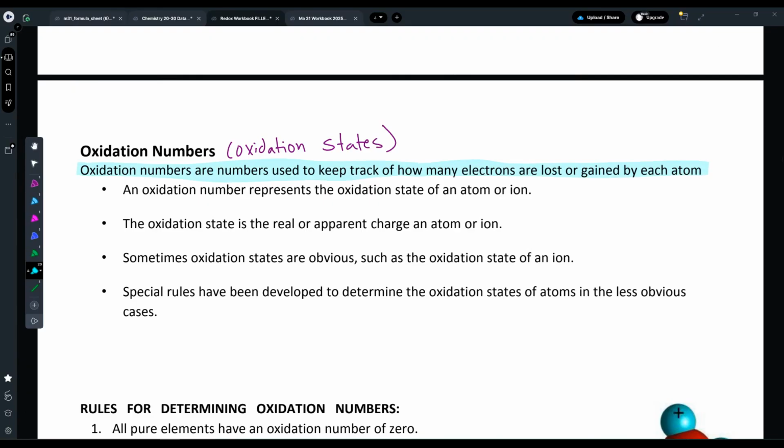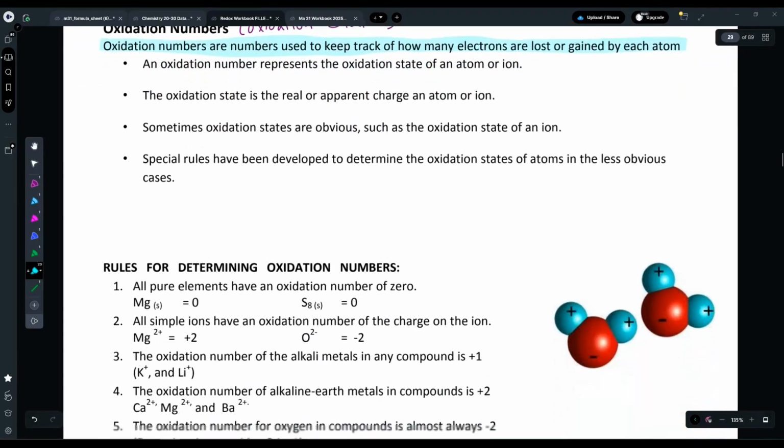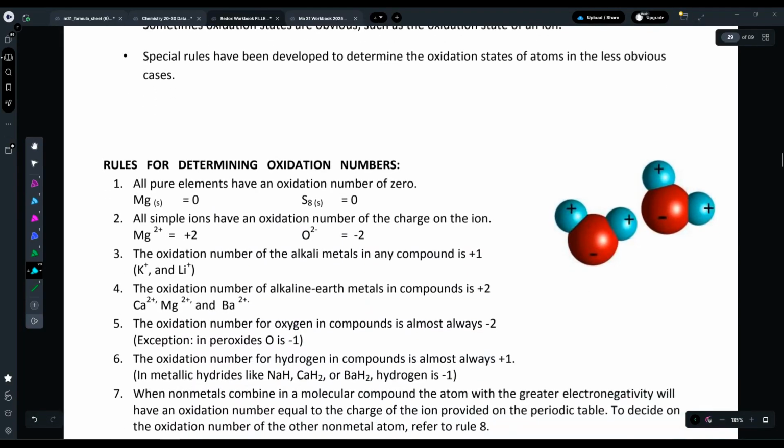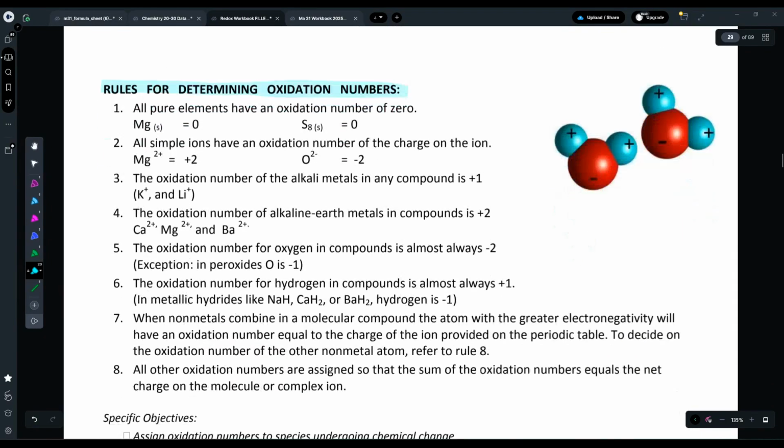An oxidation number represents the oxidation state of an atom or an ion. The oxidation state is the real or apparent charge of an atom or ion. Sometimes the oxidation states are obvious, such as the oxidation state of an ion, but special rules have been developed to determine the oxidation states of atoms in less obvious cases. So you're going to want to know all of these rules for determining oxidation numbers.